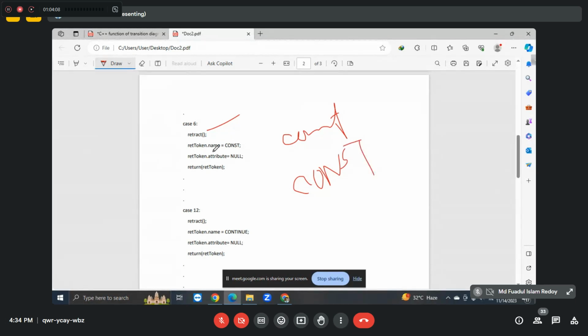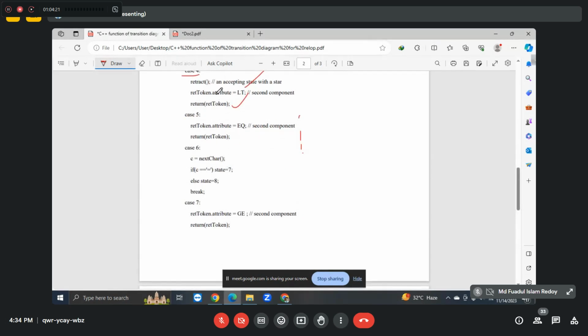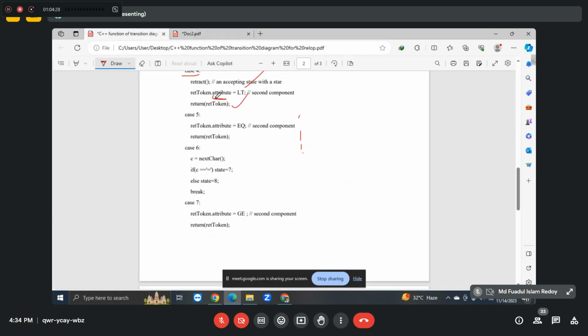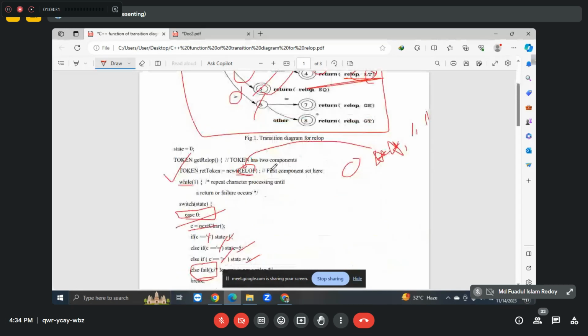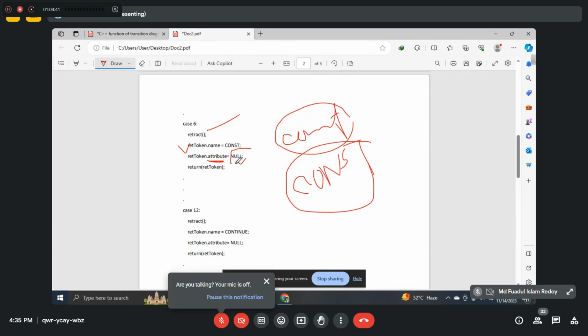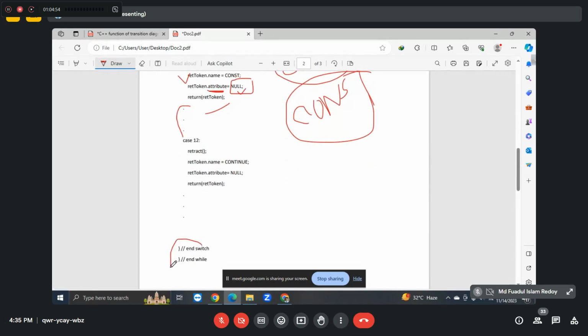Previously we said the token name at the beginning, but now here I assign the token name CONST and the attribute value is null. For this transition diagram the attribute value is null, because for a keyword there is no attribute value, and then we simply return. And here I use dot dot because after 6 I write 12, then also dot dot, because there are also many more cases.